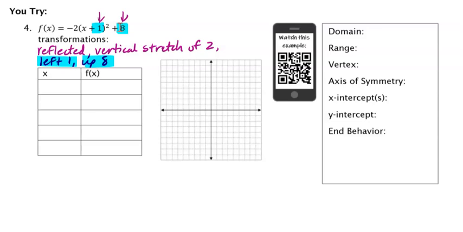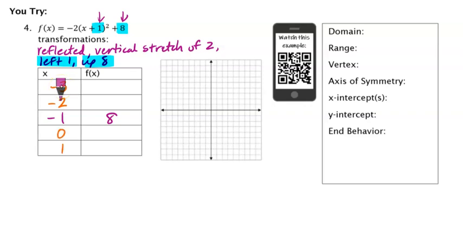So what I'm going to do is go right down to my table, and I'm going to put -1, 8 inside the middle of my table because that's where you always want to start. You want the vertex to be in the middle of your table, and then we're going to do 2 points above and below. So 2 points below, if I'm just looking at my x values, would be -2 and -3. 2 points above would be 0 and 1.